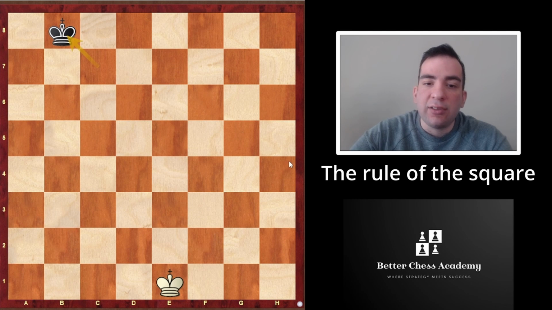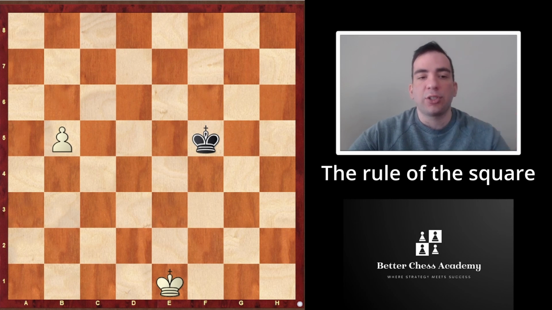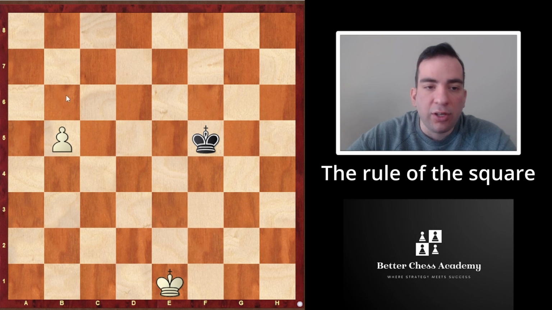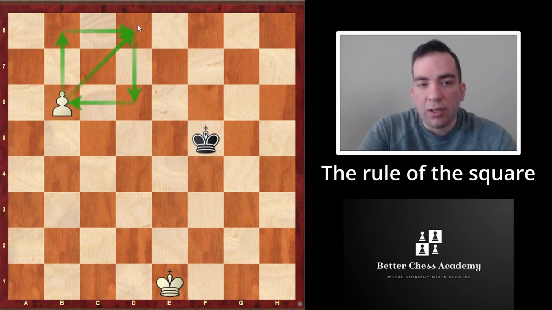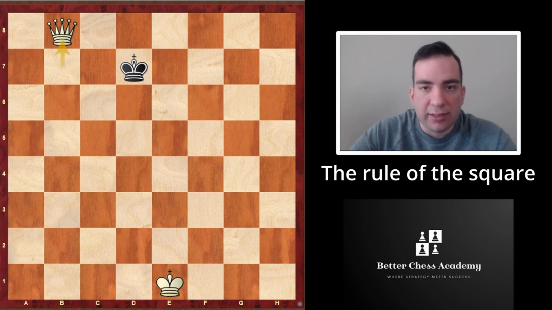What happens if it's white to move in this position? Then you have to remember that we draw the square not from the position we have, but from the position after the next move. So, if it's white to move, we are going to draw the square from the square b6, and it's like that, d8, d6, b6, b8. So black is not in time, and white plays b6, king e6, b7, king d7, and white queens the pawn.